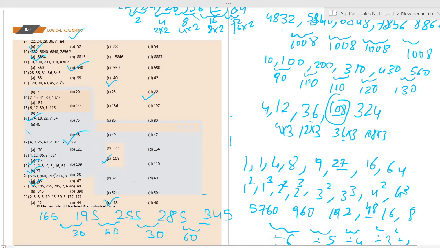1, 1, 4, 8, 9, dash, 16, 64. So guys, if you observe it, 1 is 1 square, 1 is 1 cube, 4 is 2 square, 8 is 2 cube, 9 is 3 square. So you understand the pattern, right? After 3 square you will get 3 cube. 3 cube is nothing but 27. You can check it here also. 4 square is 16, 4 cube is 64. That is the reason I said that we should also have knowledge of squares and cubes of at least the first 5 numbers. Okay.